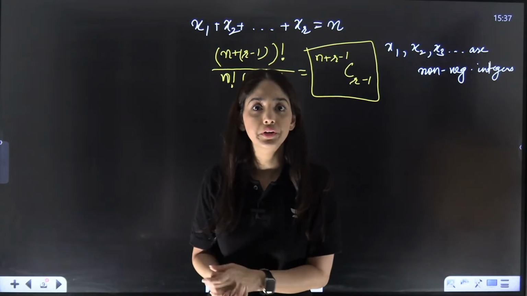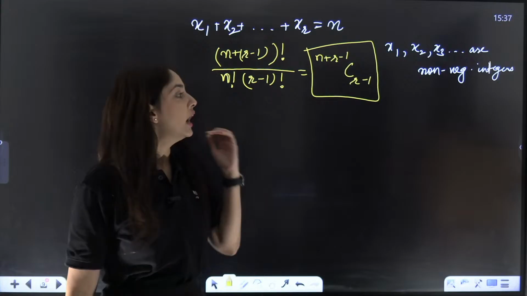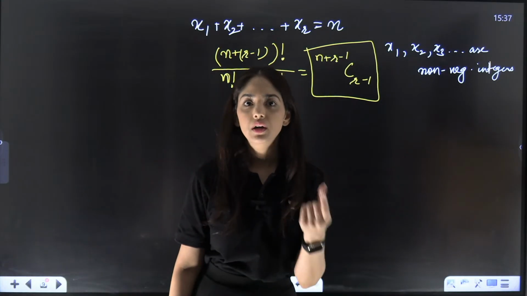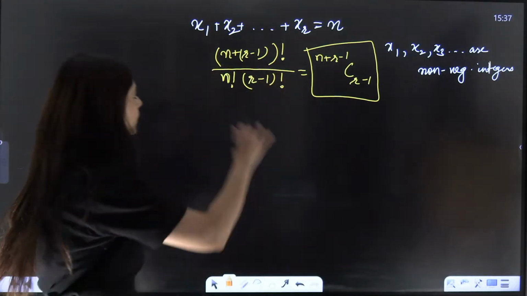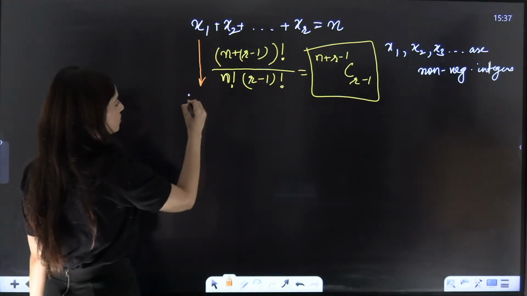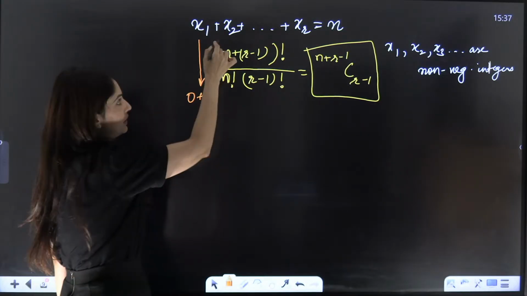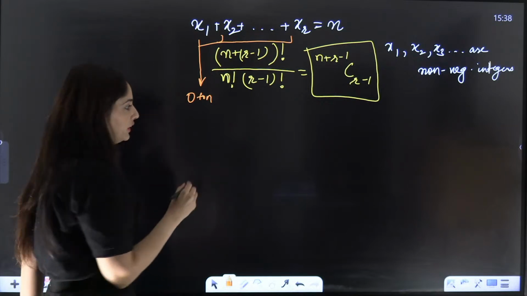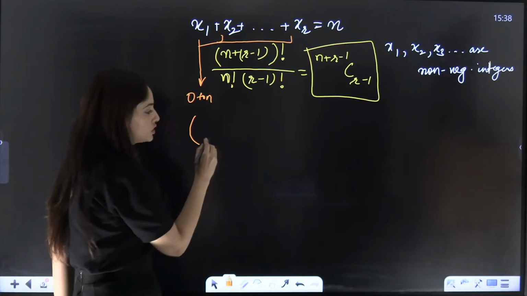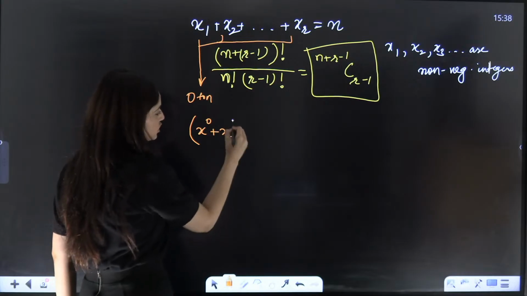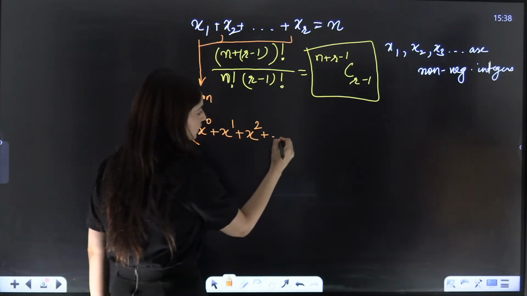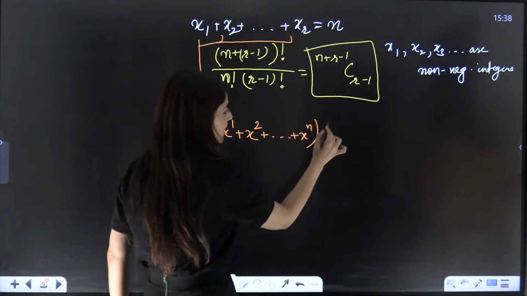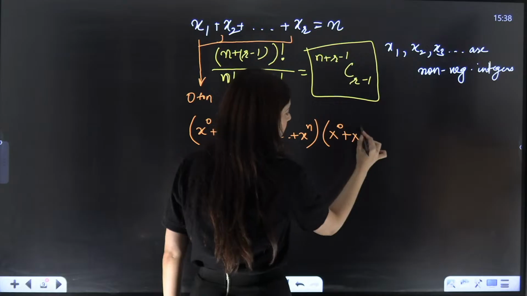Now the most important part of today's class: how do we actually solve any such problem? That is called the multinomial theorem. x1 can go from 0 to n, and similarly x2 can go from 0 to n, xr can go from 0 to n, right? So for x1, how many options do we have? x raised to power 0, up to x raised to power n, and like this we have for x2 as well.